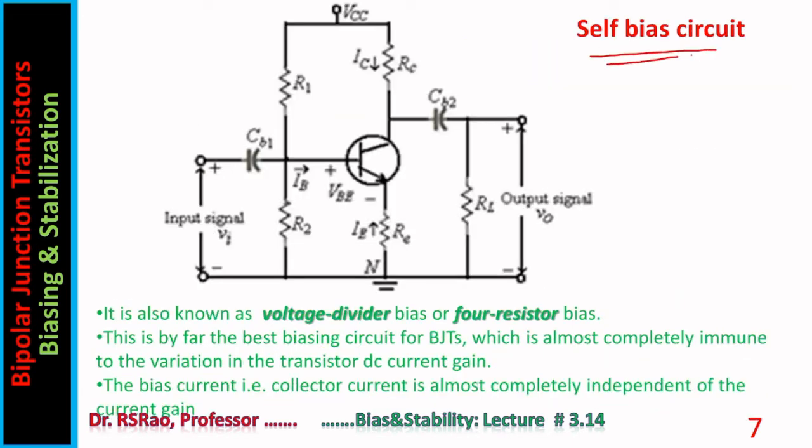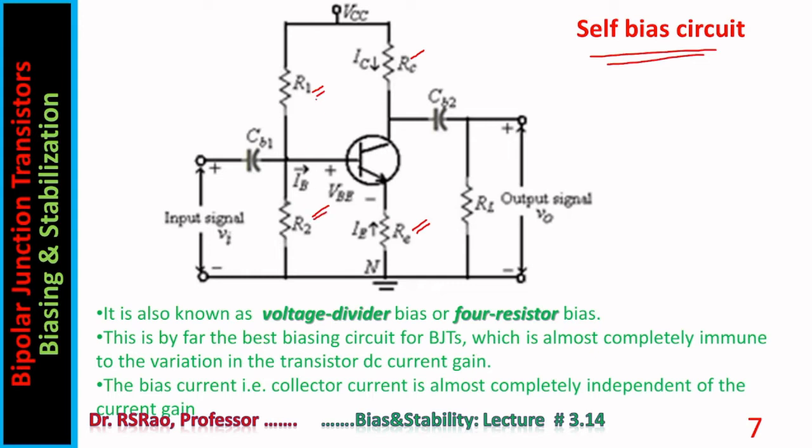Now fourth one, self-bias circuit. As already mentioned in the beginning, this is most versatile, widely used and highly useful in providing stability. So notice RC is there, RE is there. The purpose of RC and RE, they are already explained. R1, R2, these are bias resistors, R1 and R2.